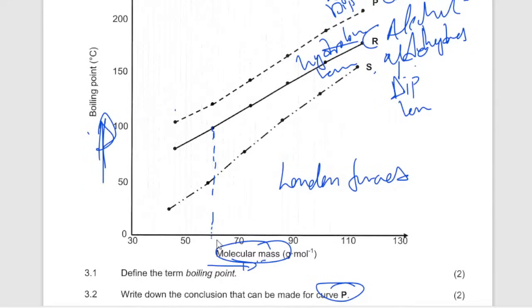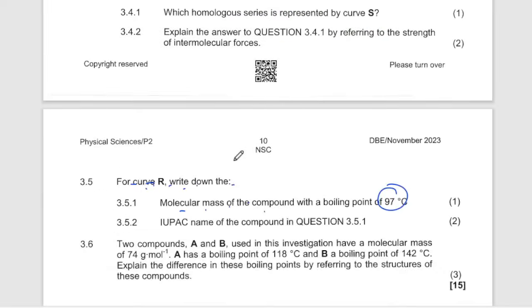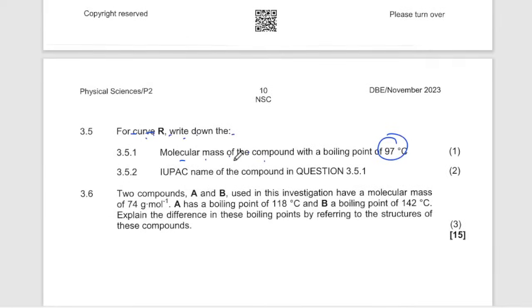Basically, if you check here, it's going to be 50, 70, then automatically this is 60. If you calculate the small boxes, you'll find out that it is 60. So the answer here will become 60, because that's the molecular mass. So the molecular mass is going to be 60. Then the IUPAC name of the compound, this is 2 marks. Where do I get those 2 marks from?